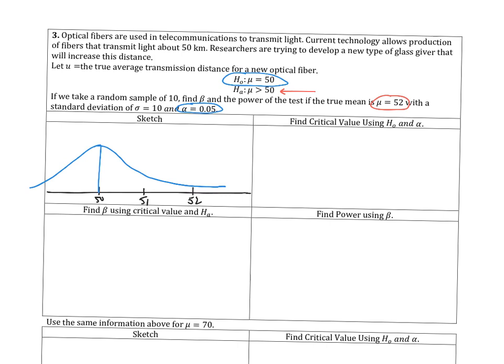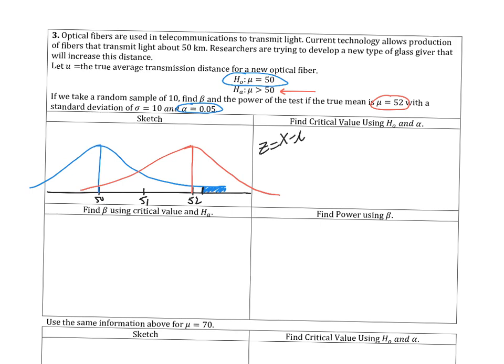And I've got an alpha value of 0.05. It's in the upper tail. I'm going to estimate it's up here. And I've got the alternate curve centered at 52. All right, I want to find this critical value. It might not be drawn to scale, so let's find it.